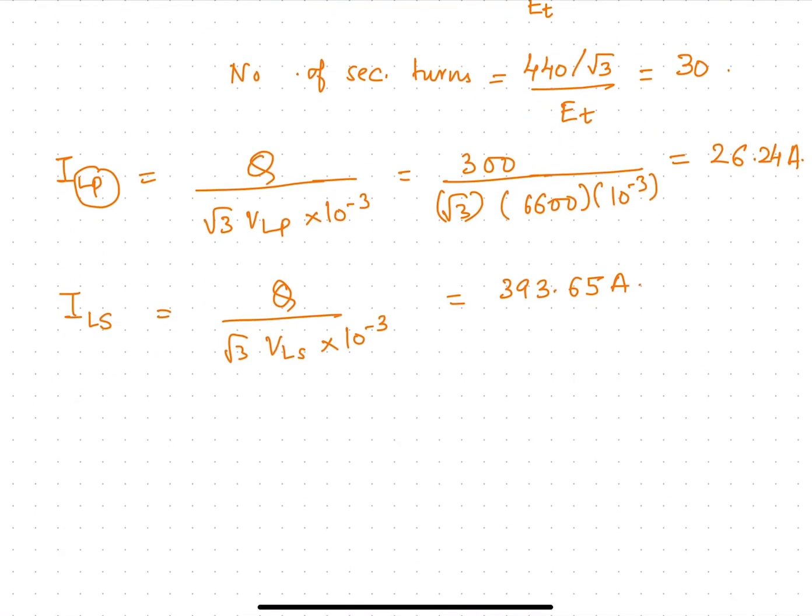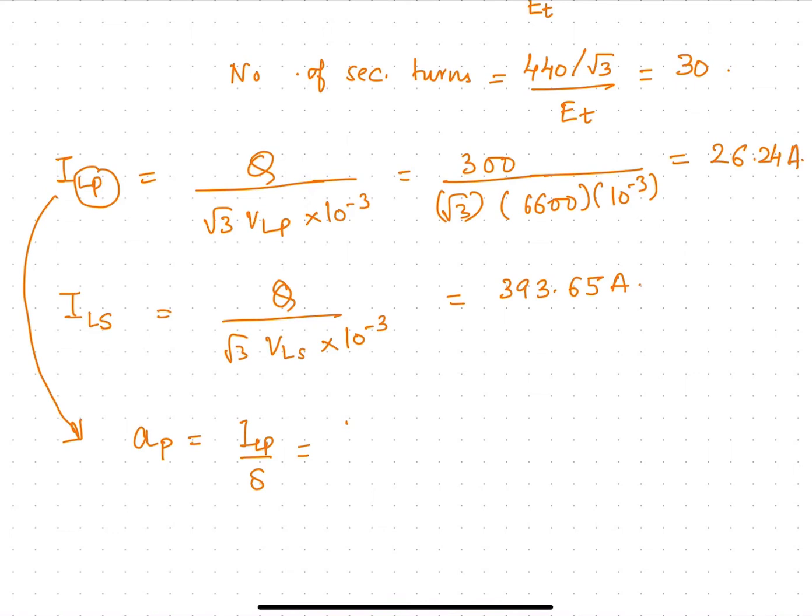Okay, so from this ILP we can calculate the area of the primary conductor, ILP over delta, which is equal to, just a second, this is equal to, sorry, I made a mistake here.